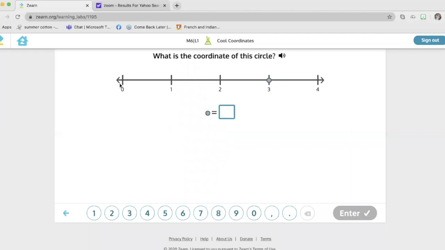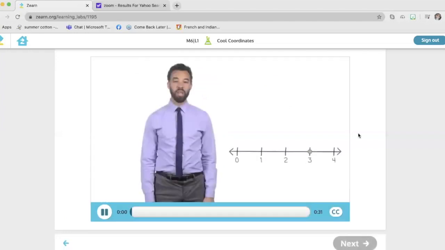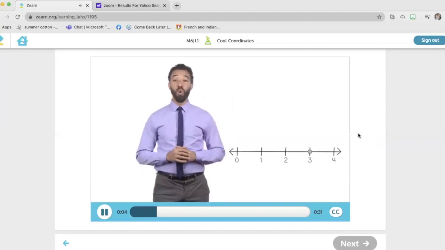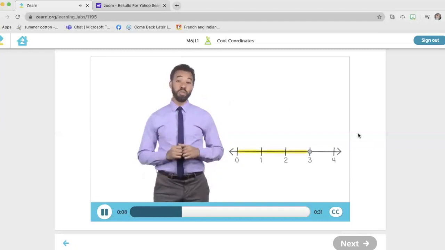Okay, so if we start at 0 and we jump to every tick mark, we get 1, 2, and 3. And you can see that the dot is on the 3. The coordinate of this point is 3 because it is 3 units away from the origin. 1, 2, 3. It's 3 units from 0.